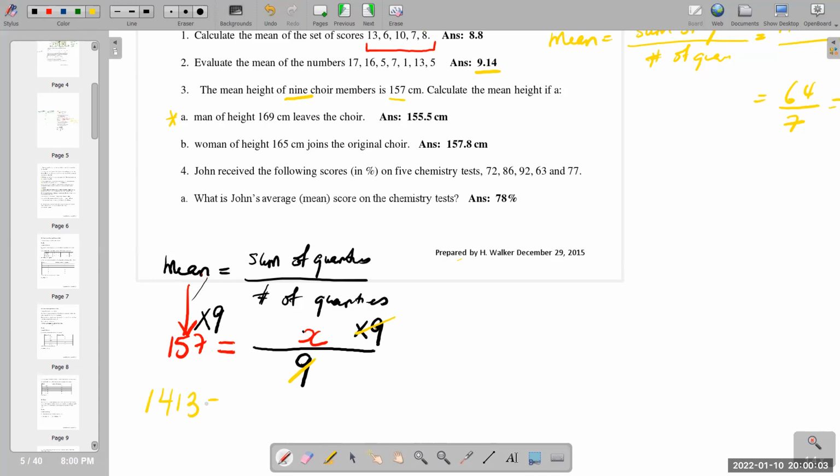$1,413. So keeping in mind, what did X represent? X represented what? The sum of quantities. Everybody see that? So we have a formula that we know out of our head. The question gave us 2 things out of the 3 things. You use algebra to find the missing thing. Everybody with me? So we didn't know what the sum was, but now we know what the sum is. Everybody with me?